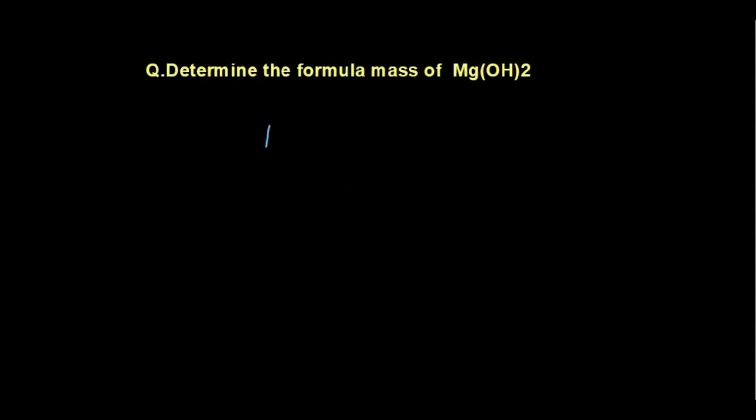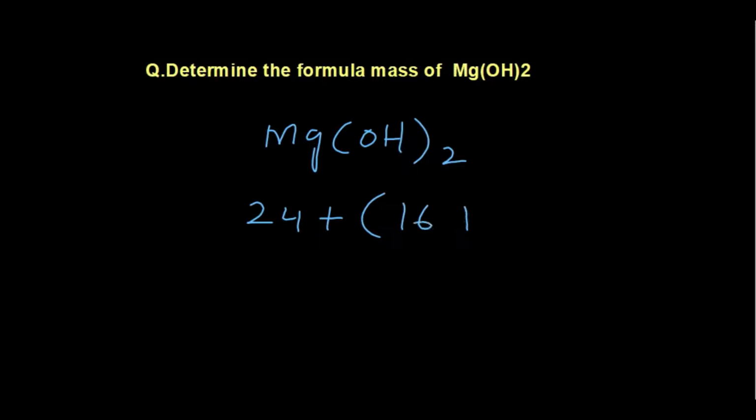Now see the next question which is given. Determine the formula mass of magnesium hydroxide. We are asked to determine the formula mass of magnesium hydroxide. We write the formula unit of magnesium hydroxide, Mg(OH)2. We know the atomic mass of magnesium is 24 atomic mass unit, plus atomic mass of oxygen is 16 atomic mass unit, plus atomic mass of hydrogen is 1 atomic mass unit, multiply by 2.